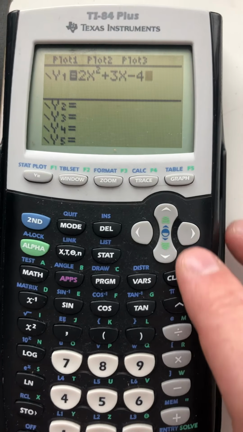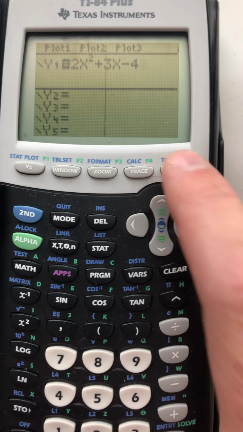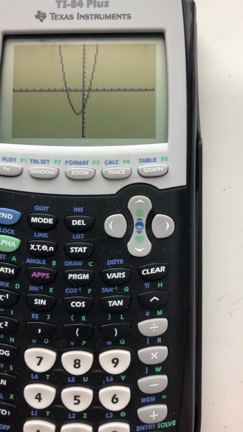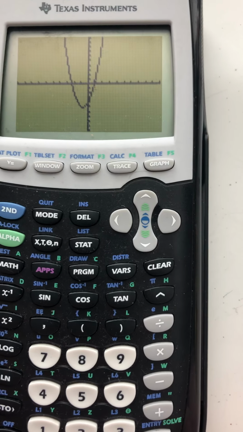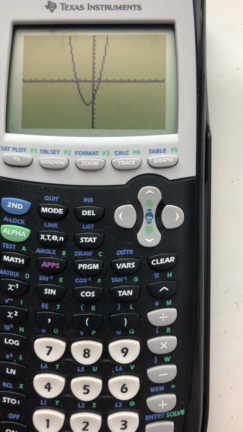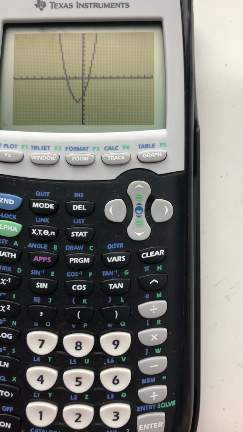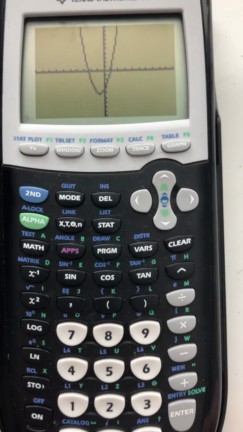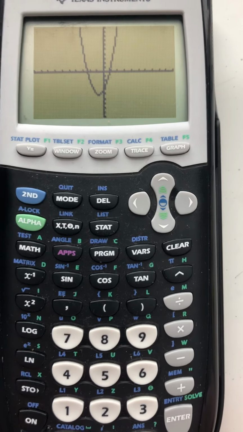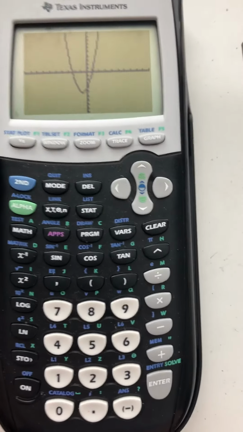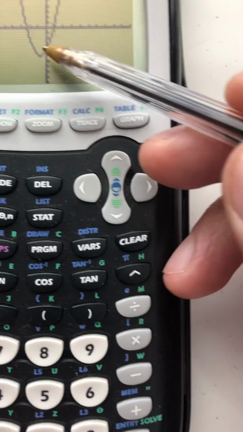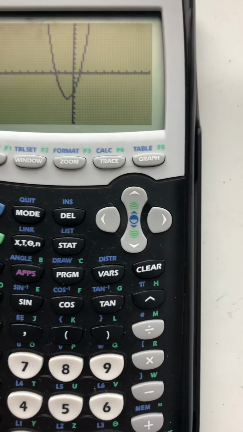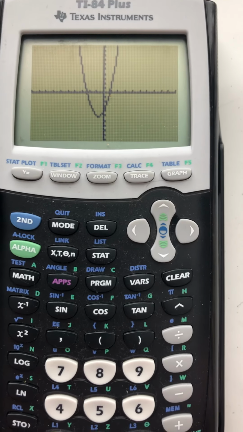Okay, when we type that in, we're going to hit graph and take a look at our graph. So we see here that our graph is a parabola. Now, before we can identify the intervals in which it is increasing and decreasing, we do have to identify a point here that I would consider to be a minimum point. So we're going to first identify what that local minimum point is.